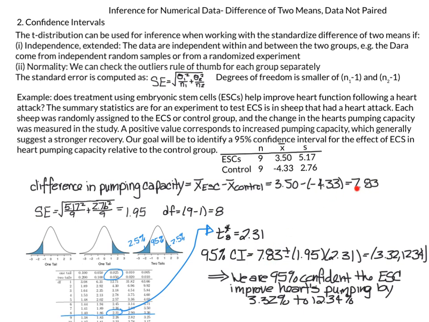meaning my 95% confidence interval is the difference in my means, my 7.83, plus or minus my 1.95 standard error times my test statistic, 2.31. Sorry, often these two are swapped in my formula, so I really should have written 2.31 times 1.95, but it's the same thing. So my interval is going to be 3.32 to 12.34. So we're 95% confident the ESC improved the heart's pumping by 3.32% to 12.34%.